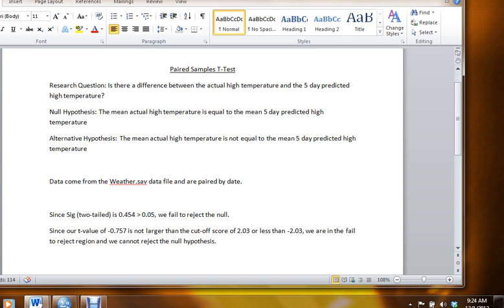So if I want to put one final comment into my conclusion about this, it is that we have determined that there really is not a significant difference in the means of the actual high temperature and the means of the predicted 5-day high temperature.